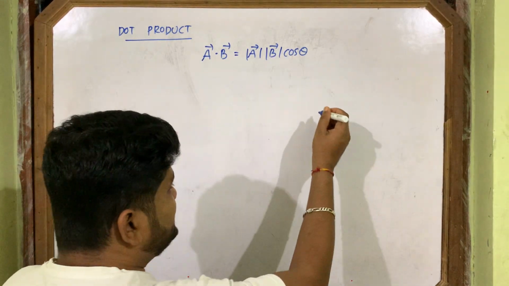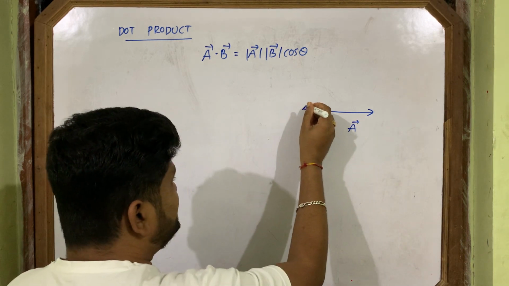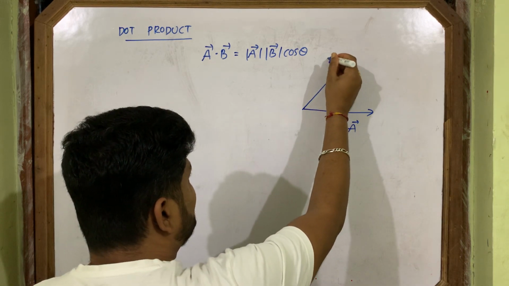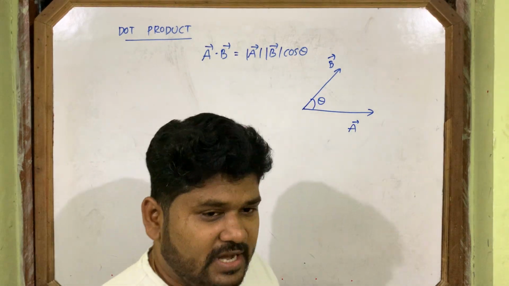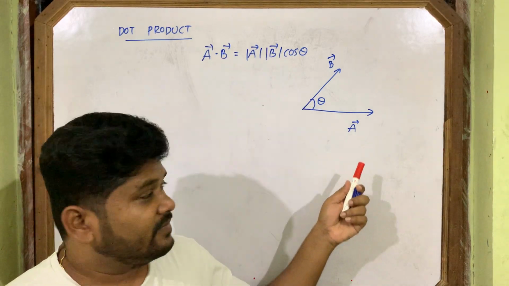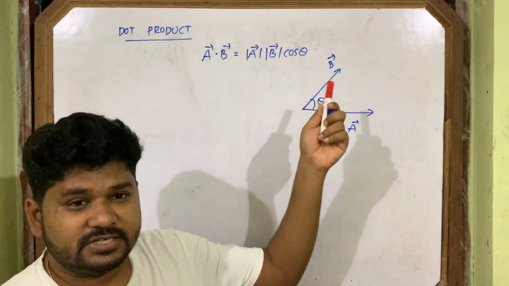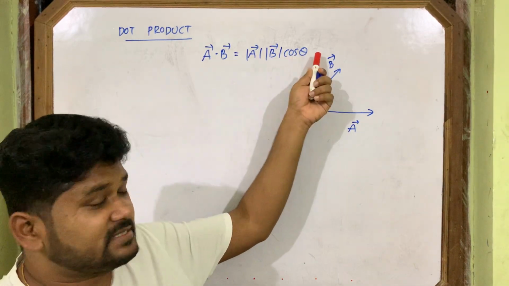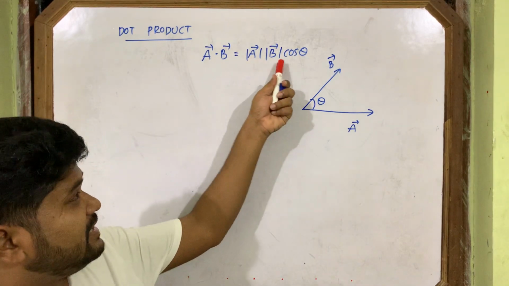Okay, if this is A vector, this is B vector, and this is the angle between them, that is theta, then the formula is very clear. mod A mod B cos theta. The result has no direction, so the result is a scalar. But what is the physical meaning of this?